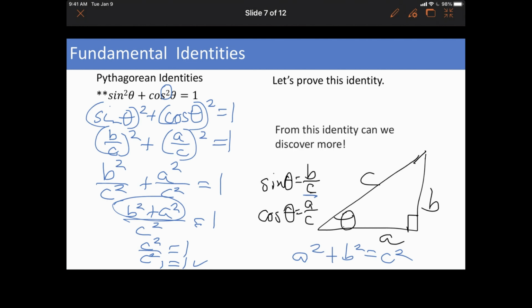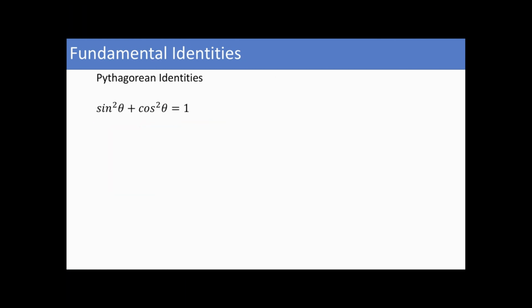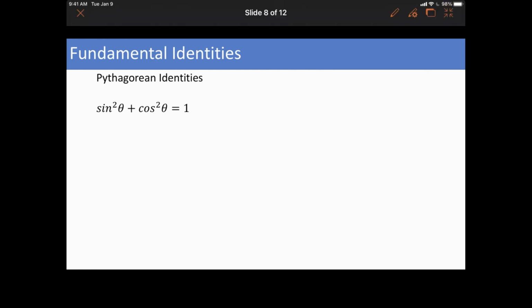Now, from this identity, we can prove more identities, but they come from the Pythagorean theorem, from this original one. So if I take this one, sine squared theta plus cosine squared theta equals 1. What if I just choose to divide each term by cosine squared? You're saying, why? Because I can.